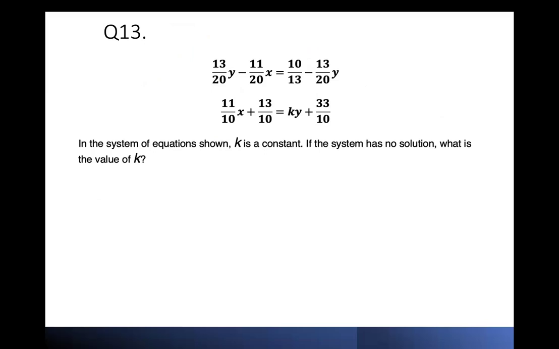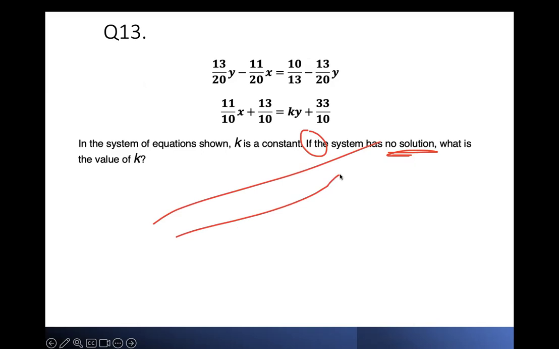This is also my favorite question. In the system of equations shown, K is a constant. If the system has no solution, what is the value of K? Pay attention. Whenever you see an if in a question, it means you've got to use it. There's no solution. If something has no solution in a linear equation, that means the lines don't touch each other. So these are parallel lines. Parallel lines don't touch each other. Their gradient is going to be the same, but their intercept will be different.